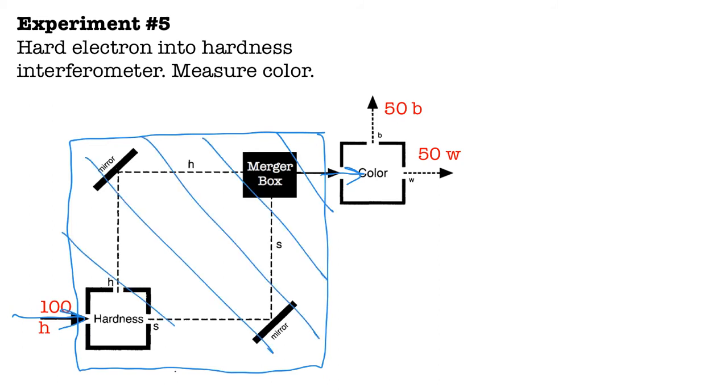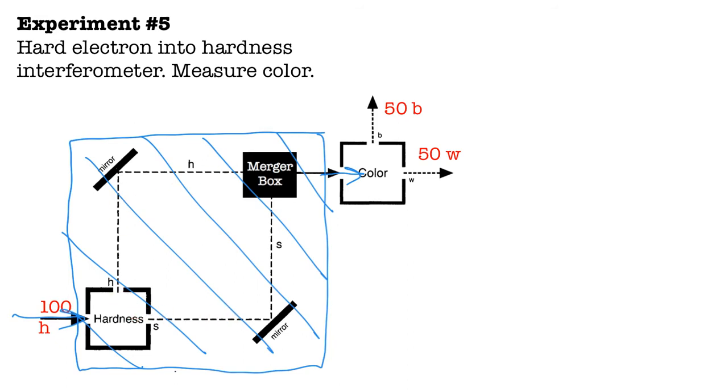Okay, so we don't have direct information, we don't have a measurement of which path was taken through this interferometer. And if we don't know which path was taken, then we are not making a measurement of hardness, because by definition, measuring hardness is going to separate out spatially the hard from the soft electrons.